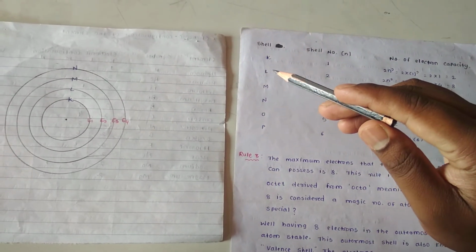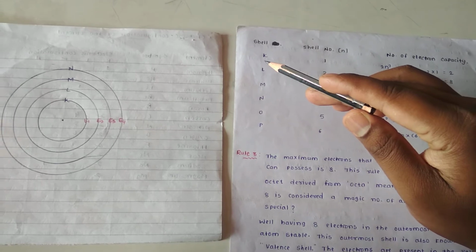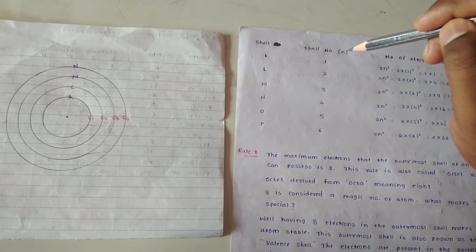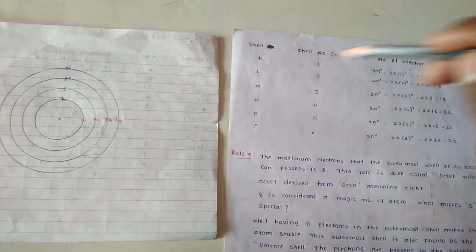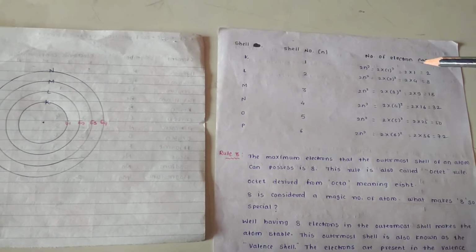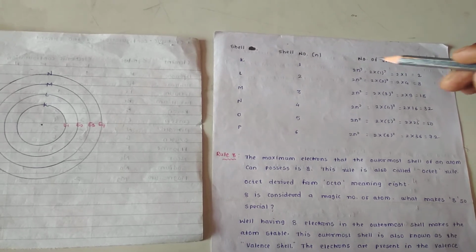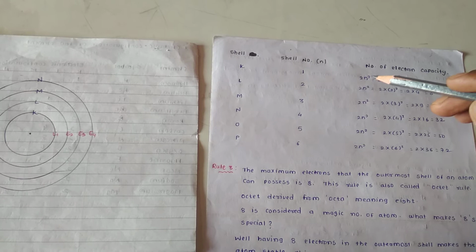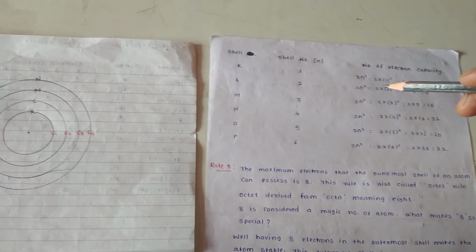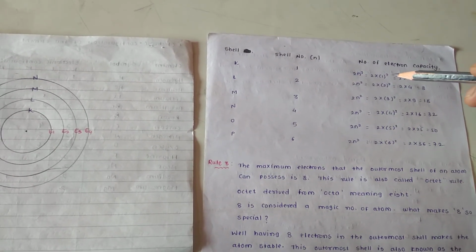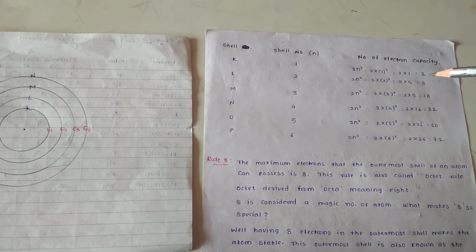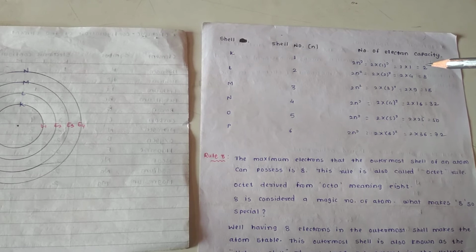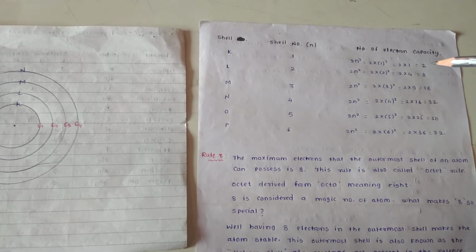When I talk about the first orbit K, n is equal to 1. The shell number of K is 1. So how do we find out the electron capacity of K? The formula we are using is 2n square. Here 2 as it is, n is 1, so 2 into 1 square, which is 1. The answer is 2. So the maximum number of electrons that can be accommodated in the K shell is 2.